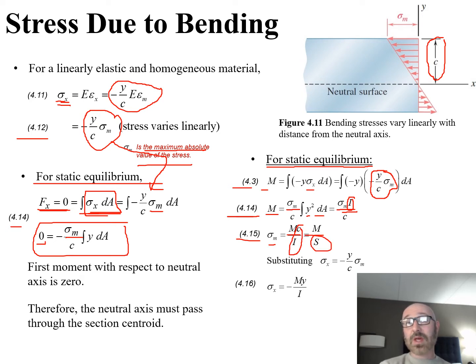And then we can sub in this relationship here, that sigma x is equal to y over c times our sigma m, for that max value. Plug that back in there, and we can finally come up with our final solution we see over here, the relationship from equation 4.16 in our textbook, that sigma sub x is equal to negative My over I.